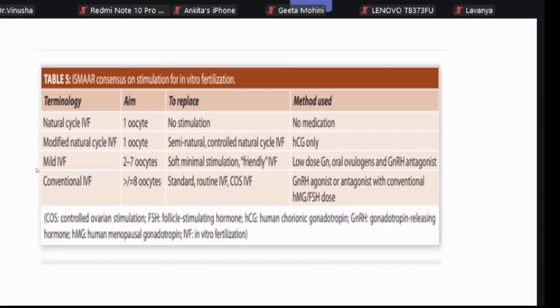In conventional IVF, we aim for more than 8 oocytes. In conventional IVF, we can do either an agonist protocol or an antagonist protocol with FSH as well as HMG.